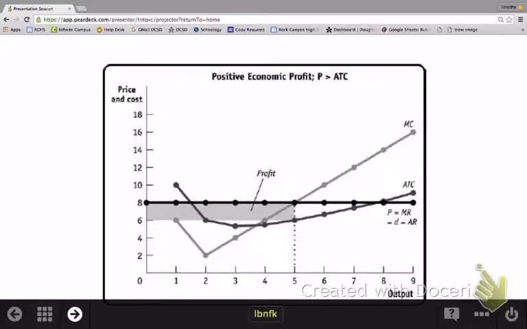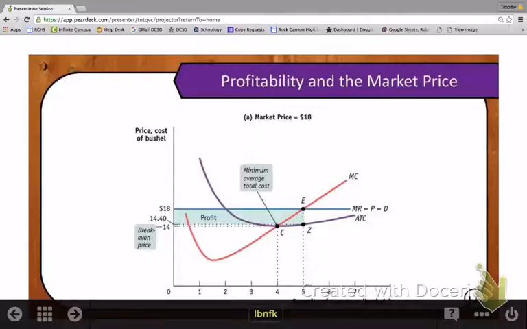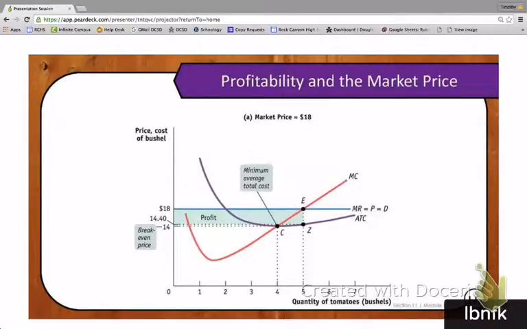Now, this situation shows a firm that is earning some positive economic profit. But what would happen if the price fell? Well, as we learned in the previous module, positive or negative economic profit depends upon whether the price is greater than or less than average total cost. Again, here we see profitability determined in this graph. So we take the width, which is the price minus the average total cost, and multiply that by a quantity of 5, and that gives us our economic profit.